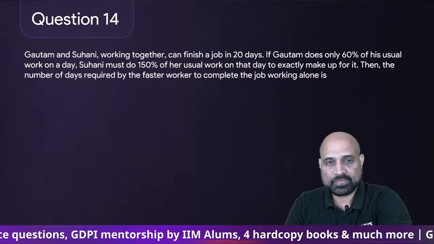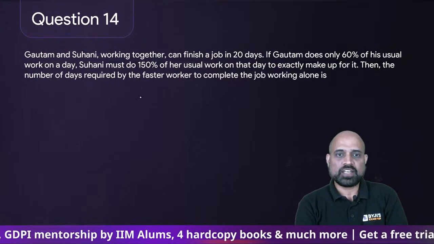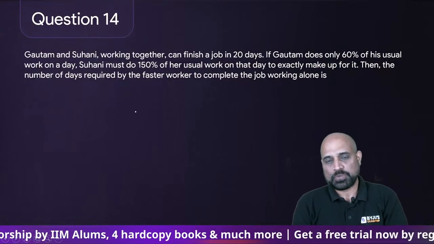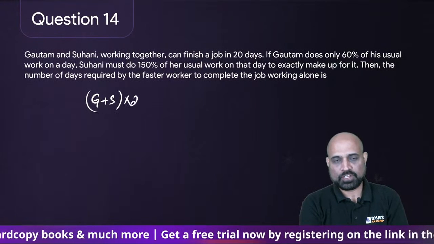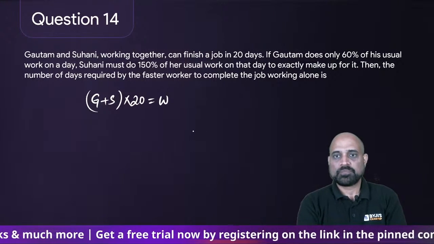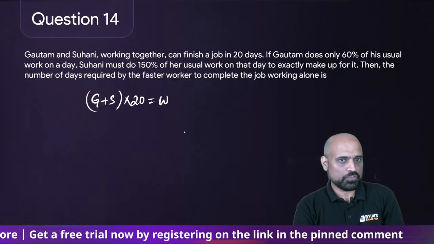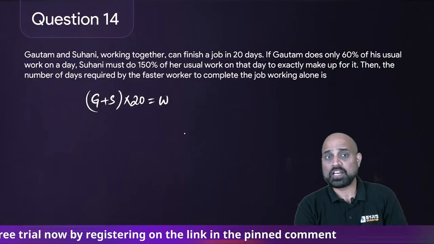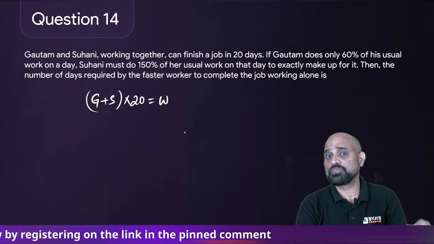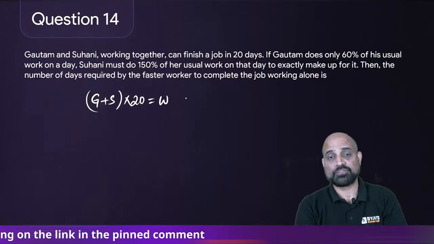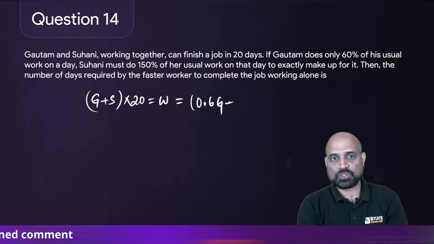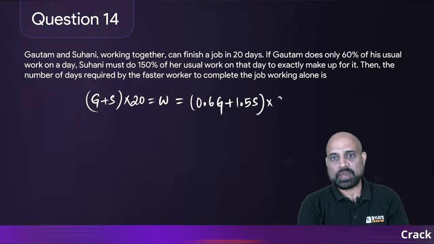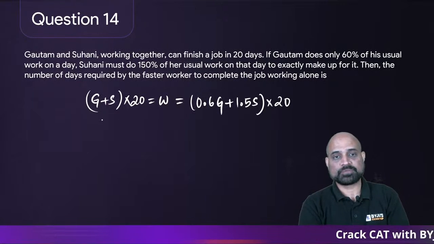ठीक है. Gautam and Suhani working together can finish a job in 20 days. If Gautam does only 60% of his usual work on a day, Suhani must do 150% of her usual work on that day to exactly make up for it. So Gautam अगर केवल 0.6 G करेगा तो सुहानी को 1.5 S करना पड़ता है to make up for it as in same 20 days में.